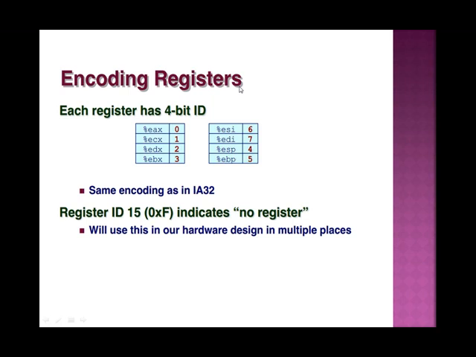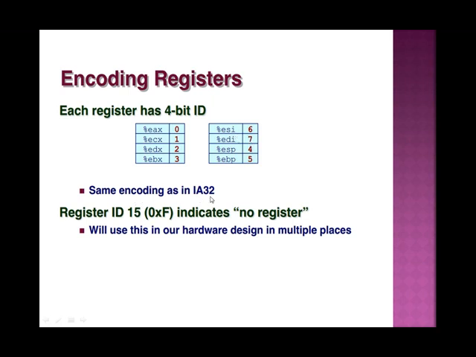Next, encoding registers, that is how we encode the registers. Encoding means changing the format for the register. Each register has a 4-bit ID. For example, %eax has a 4-bit ID. EAX has ID 0, and then 1, 2, 3, then 4 is ESP, 5 is EBP, 6 is ESI, 7 is EDI.